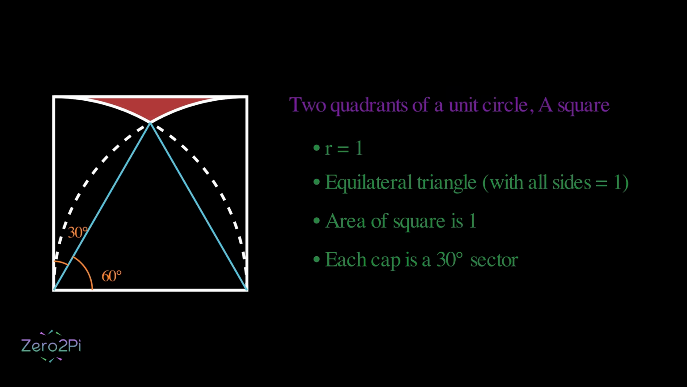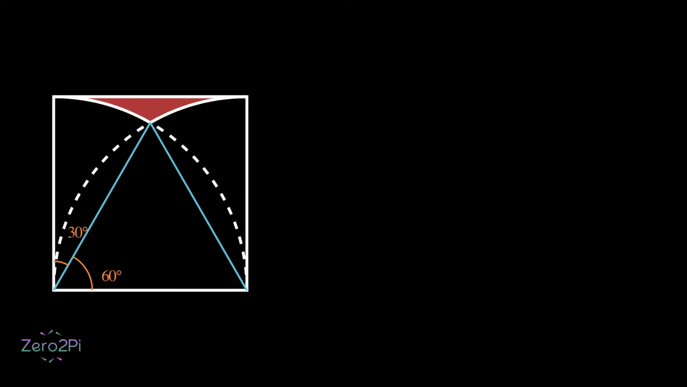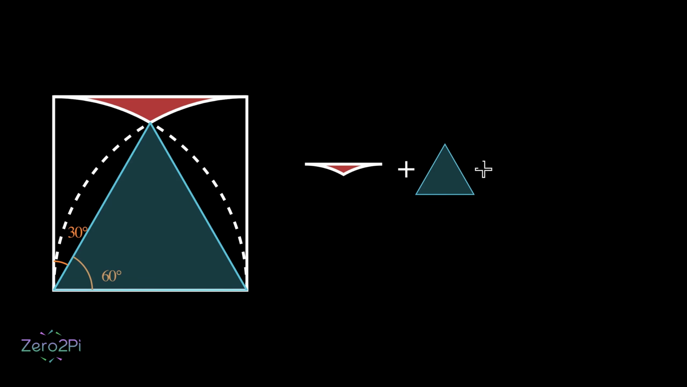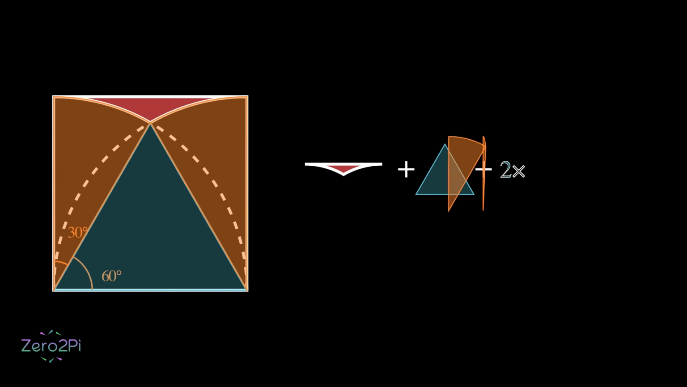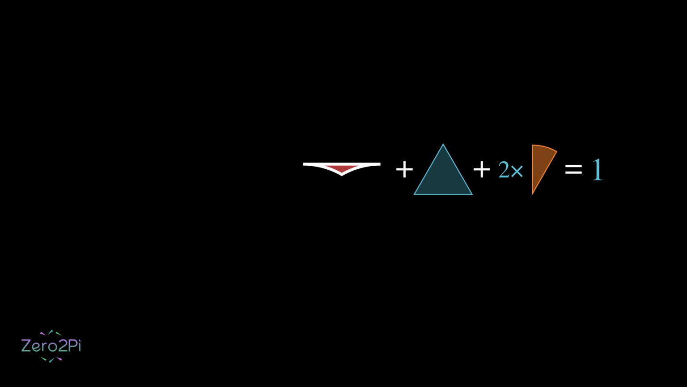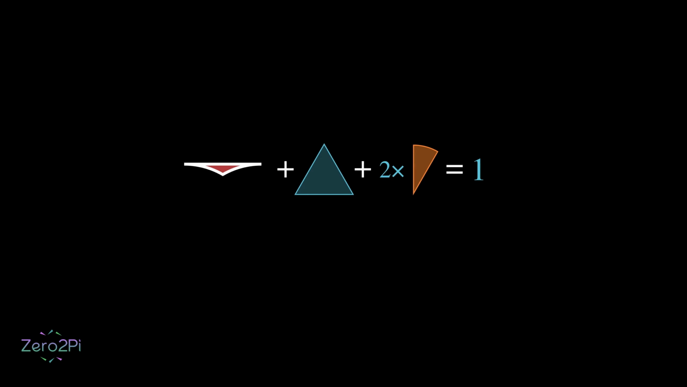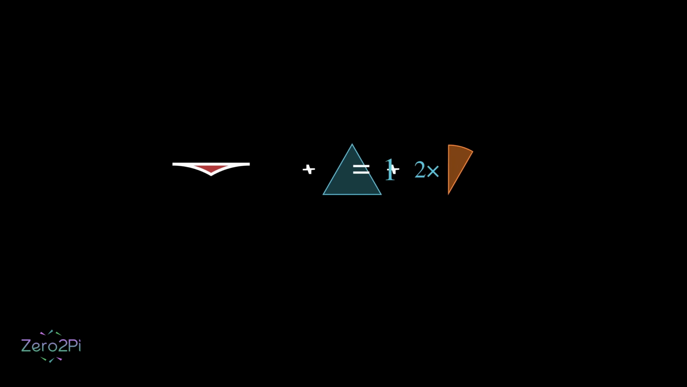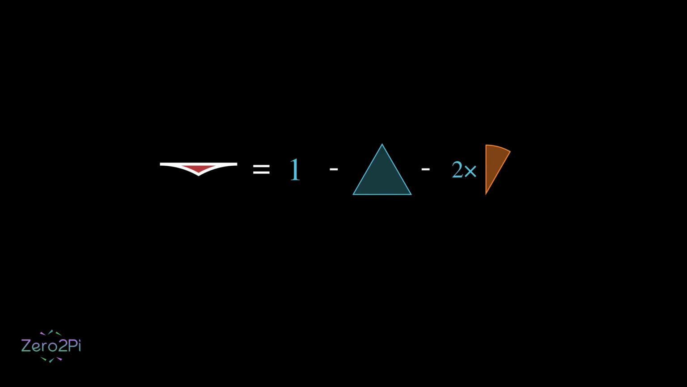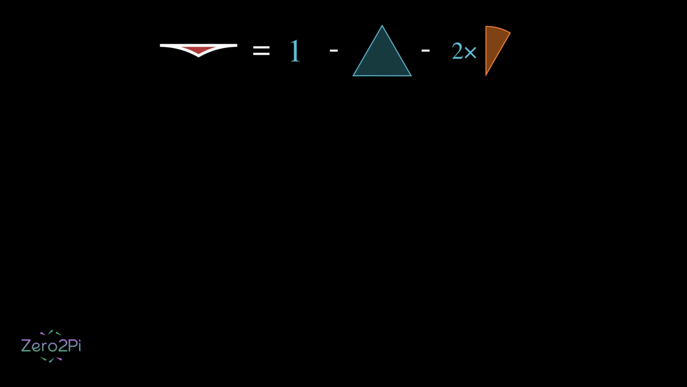Now, by having all this information, we can form a simple equation. The area of the lune plus the area of the triangle plus the area of these two sectors equals 1, because the area of the square is 1. So for the area of the lune, all we need to do is subtract the area of the triangle and the area of the sectors from 1, and we'll have our solution.